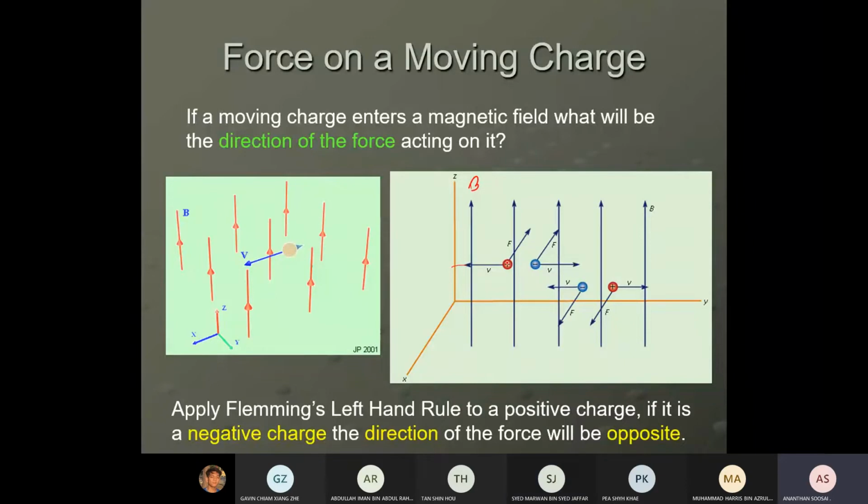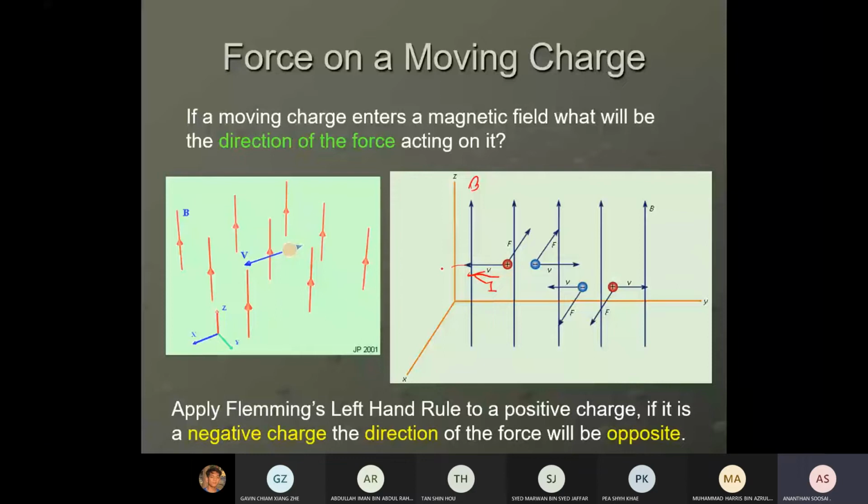This is a little tricky. Because if positive charge is moving to the left, current will be where? To the left or to the right? Current also will be to the left, right? Current is the rate of flow of charge. If the positive charge is moving to the left, it means current is also to the left.